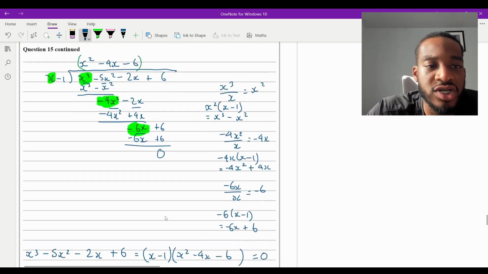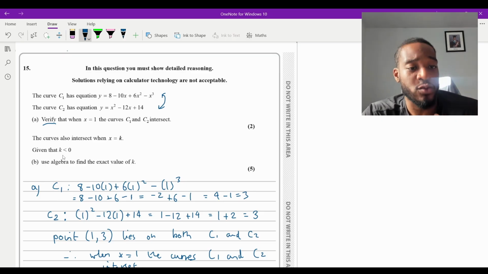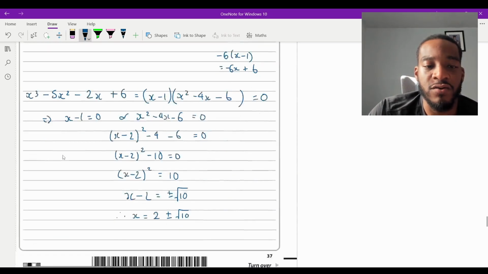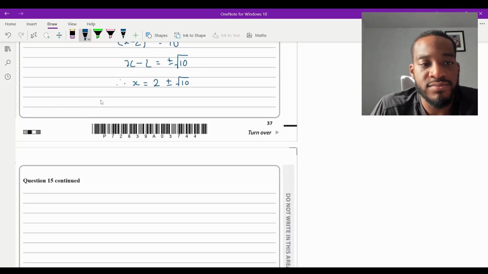Now remember, the question did state that k, which is what we're looking for, is negative. It's less than 0. So k are the roots which you found. It has to be less than 0, right? So we can just see quite clearly it's going to be 2 minus, isn't it? Yeah? So 2 minus root 10.